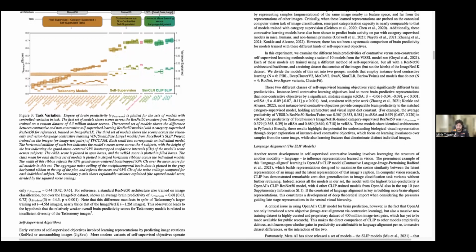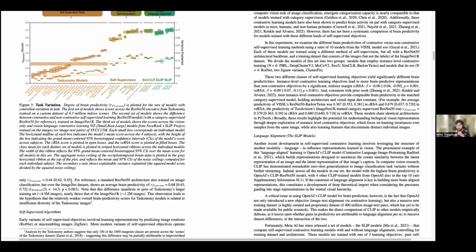predict brain predictivity. Even it mentions here clearly that in spite of taxonomy's larger training set of around 4.5 million images, nearly thrice that of ImageNet 1K, it still has a lower Pearson score. That's just because the classes are fewer and the data set is not that diverse.